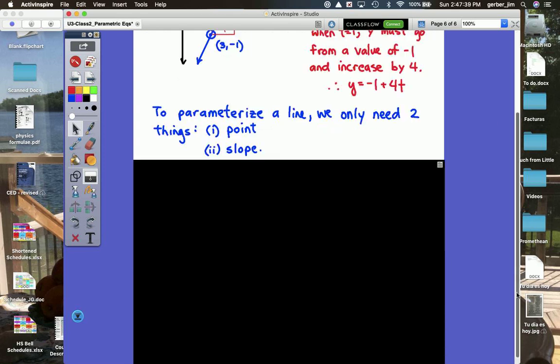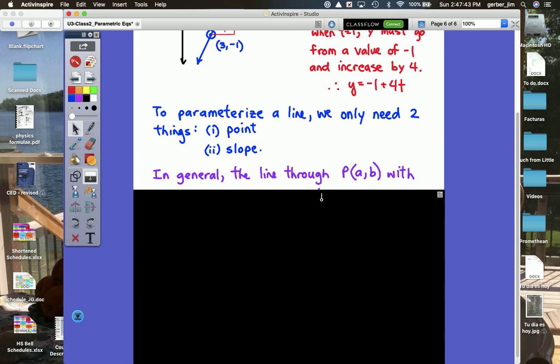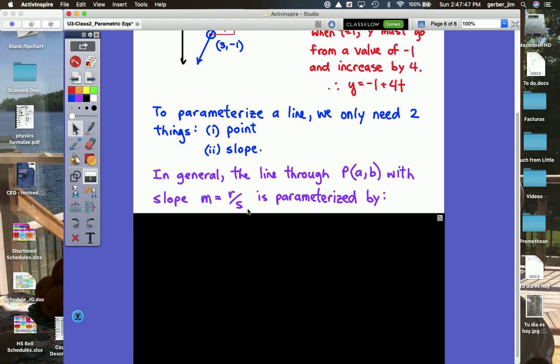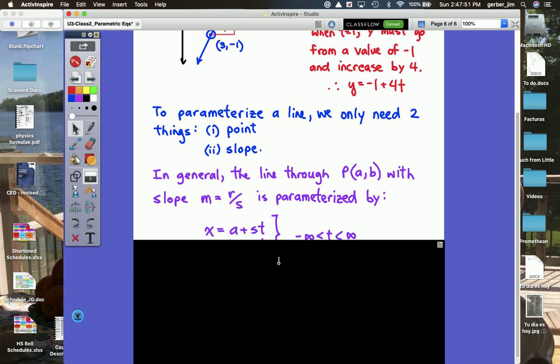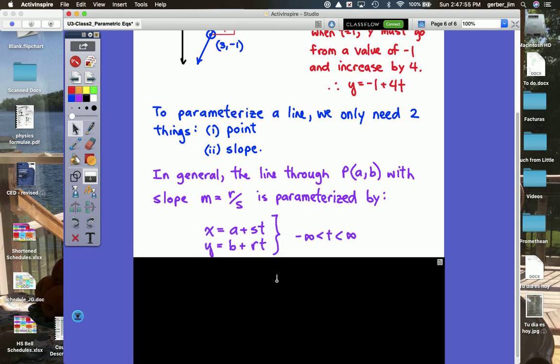But if you're someone who likes to memorize processes, you can just remember that in general, if I have a line going through the point (a, b) with slope r over s, then it's parameterized by the parametric equations x equals a plus st and y equals b plus rt, where t is allowed to go from negative infinity to infinity unless we're told otherwise. So that's our introduction to parametric equations.